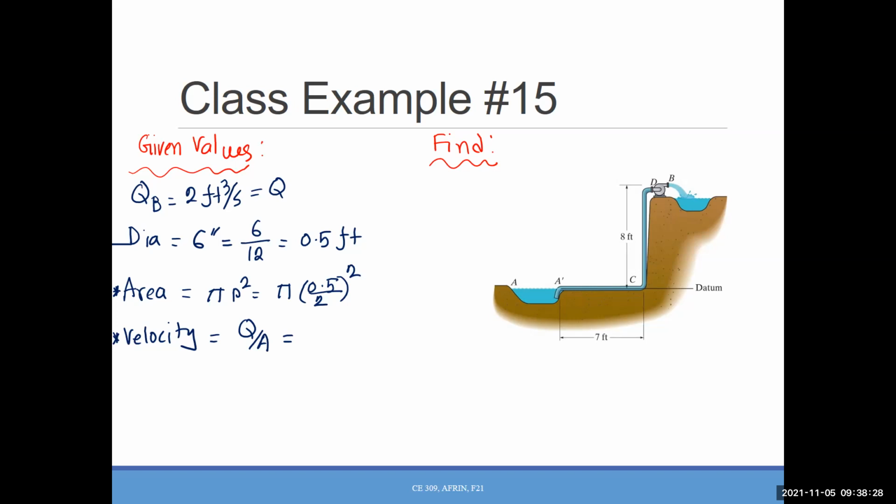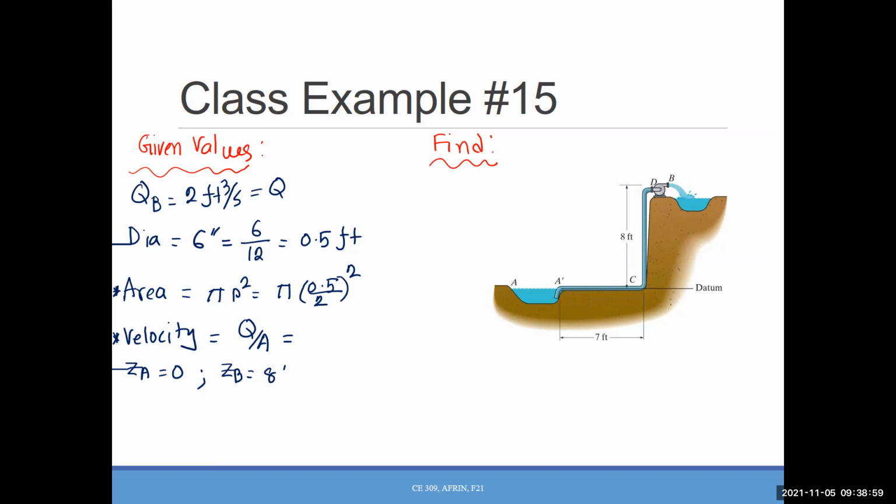Okay, ZB is 8 feet, right? ZA is 0. ZB is creating too much problem today. ZB is 8 feet, okay. And we also know the head loss, right?